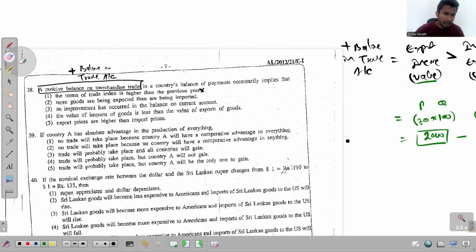Alright, so that's not the answer then. Second one, a positive balance implies more goods are being exported than are being imported. More goods, listen to this carefully. Here they focus on something different. Earlier we calculated the terms of trade based on the price index values, but now the talk is about more goods, the number of goods.